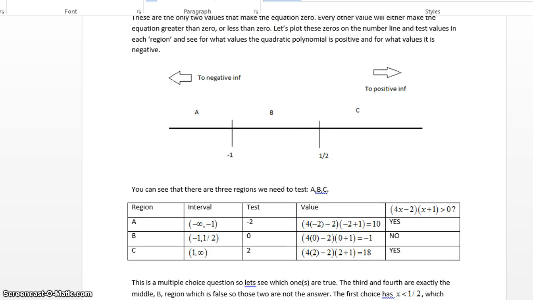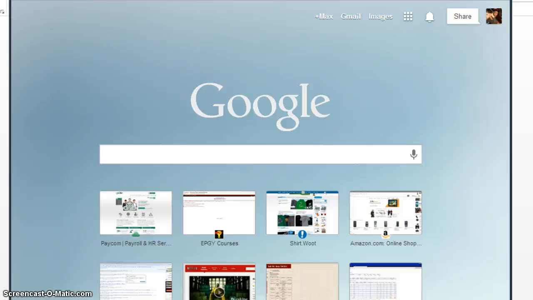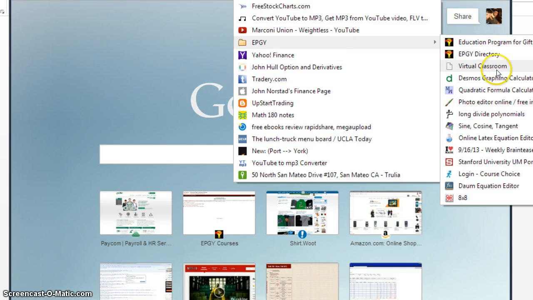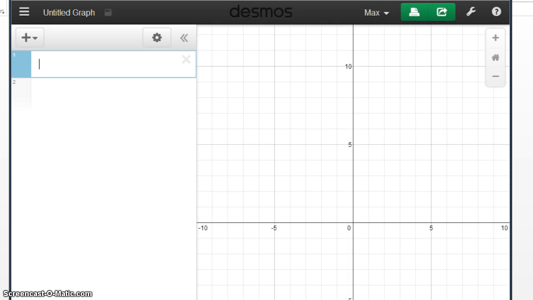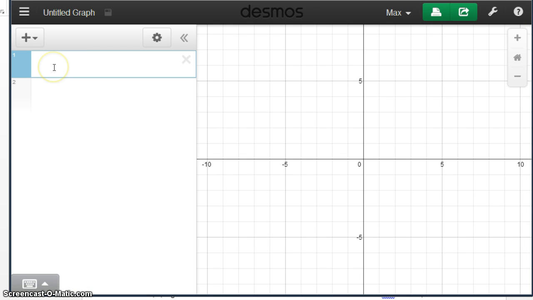Okay, so let me show you a quick graphical representation of this. It's pretty interesting. So go to my favorite graphing calculator. Okay. Let's make sure we fit this on the page. Okay. So what did we say? Actually, let's look at y equals 4x minus 2 times x plus 1.